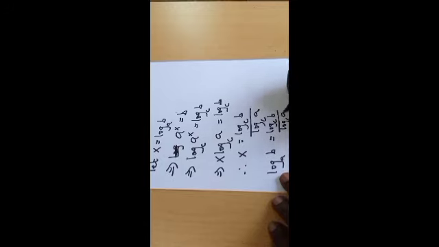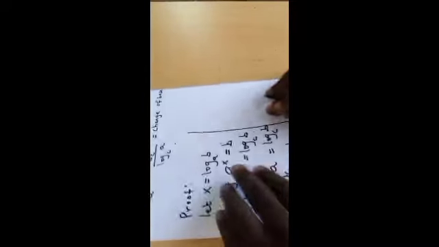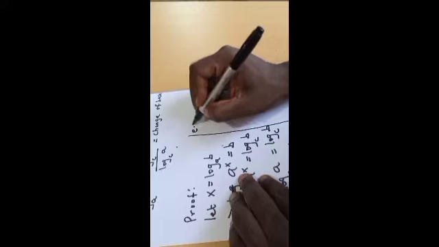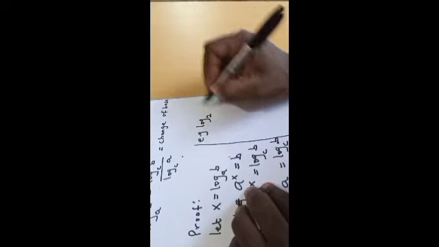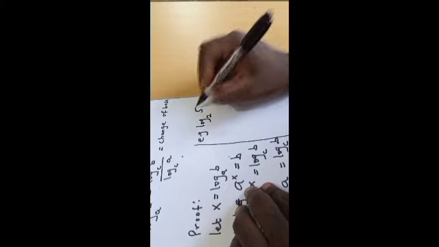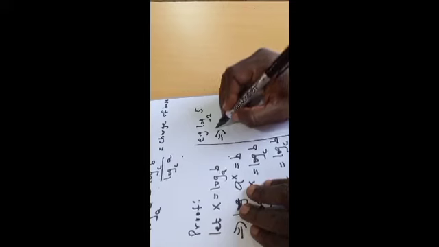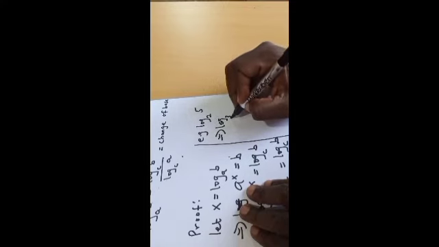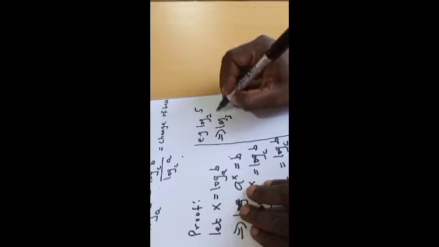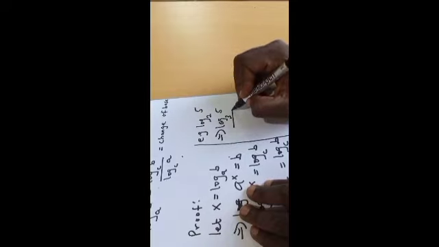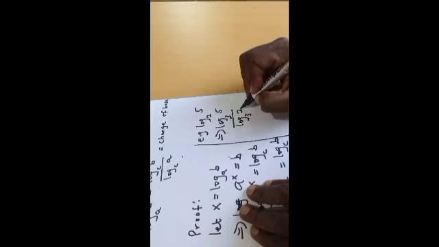Let me just give an example. Let's say I have log base 2 of 5 and I want to change it to base 3. It is simply going to be log base 3 of 5 divided by log base 3 of 2.